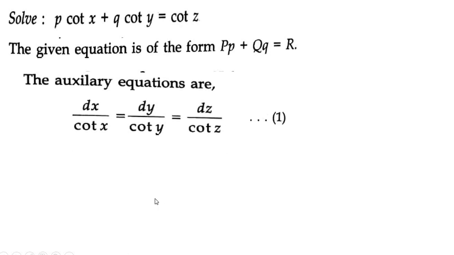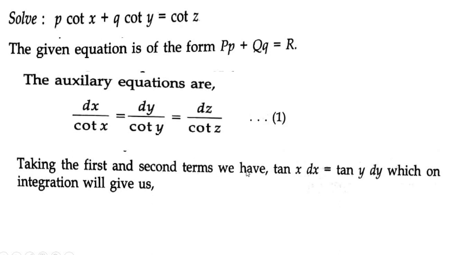First of all, let me denote this as equation 1. Next, let me take the first and the second term. Before that, to integrate this as it is, you can integrate it, but it's not that easy. So what we'll do is, 1 by cot x is equal to tan x, right? So just write the reciprocal of cot x and cot y. So the reciprocal of 1 by cot x is tan x, so tan x dx equals the reciprocal of 1 by cot y, which is tan y, so tan y dy.